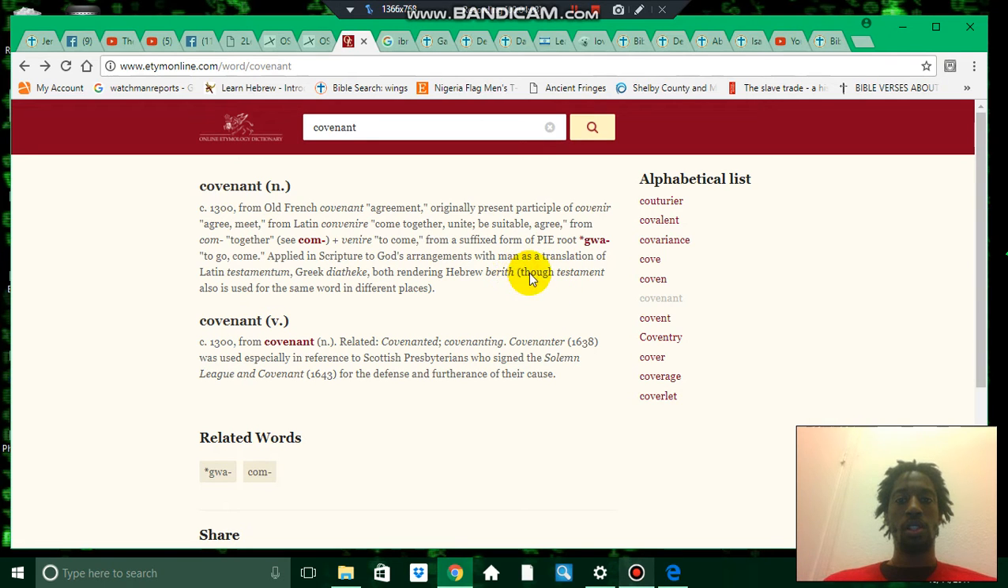Also, the scholars want to let you know this: Testament is also used for the same word in different places. So some Bibles might say Testament. Don't be confused when people say there is no Old Testament, there is no New Testament. These are modern day words that you have to be familiar with when you're in the English paradigm, the English matrix, so to speak. You're dealing with English speaking people who read and write English. So you have to understand their language.